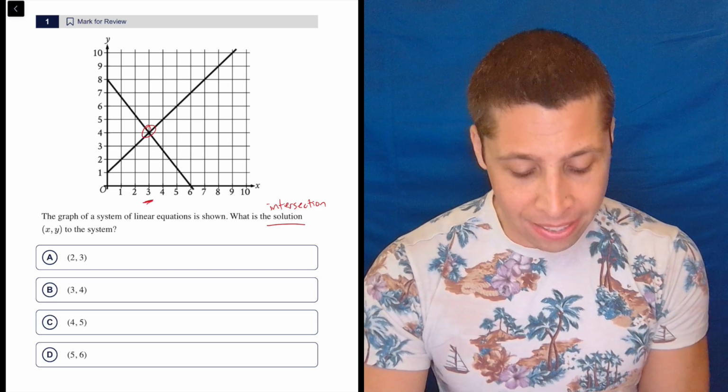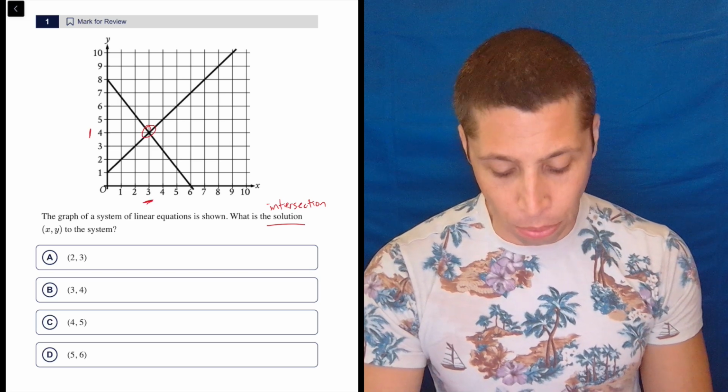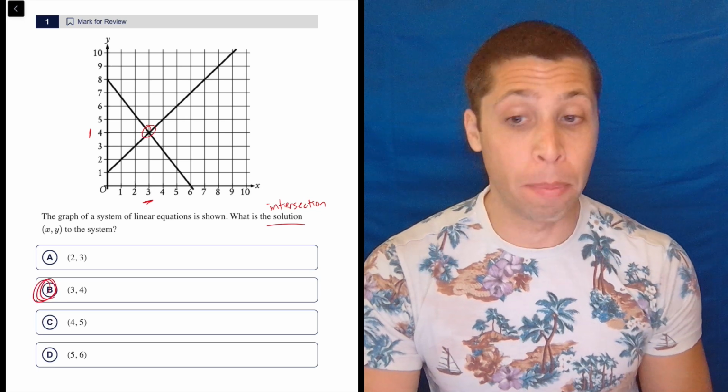And then remember, how do we find the coordinates of a point? We start on the x-axis and then we go to the y, right? So (3, 4) is the point. So choice B, that's it.